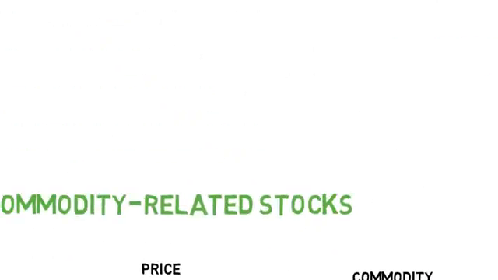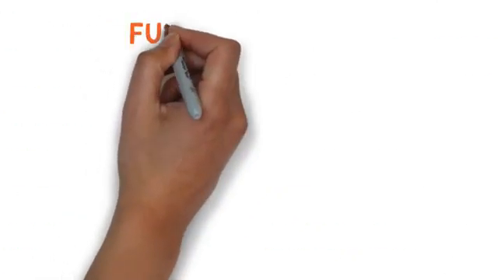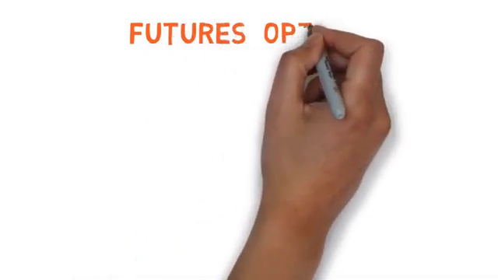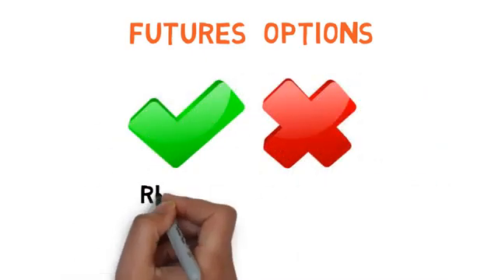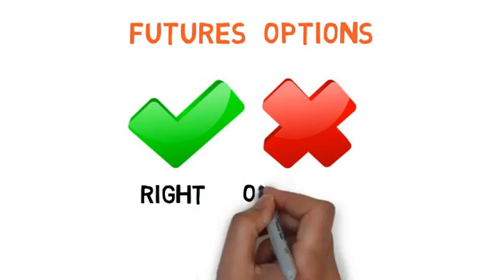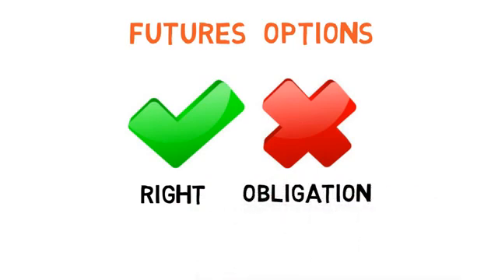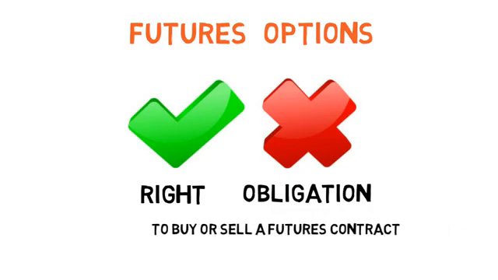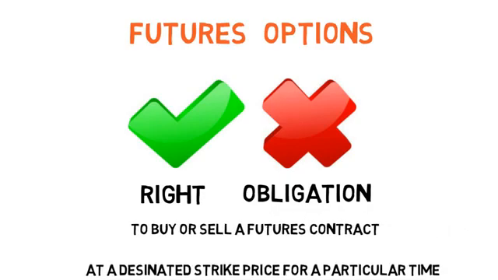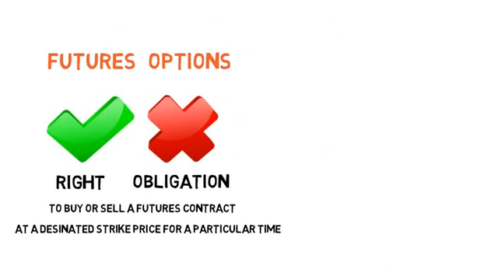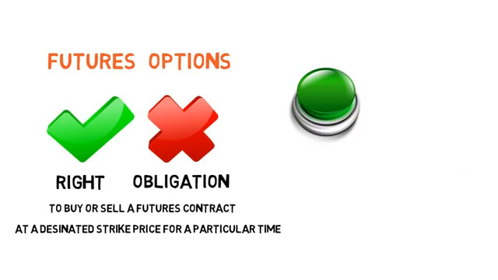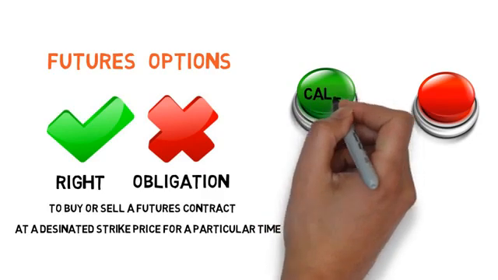There is a less risky way to approach the futures markets without trading straight futures contracts, that is trading futures options. Before you can trade futures options, it is important to understand the basics. What are futures options? An option is the right, not the obligation, to buy or sell a futures contract at a designated strike price for a particular time. Buying options allows one to take a long or short position and speculate on whether the price of a futures contract will go higher or lower.